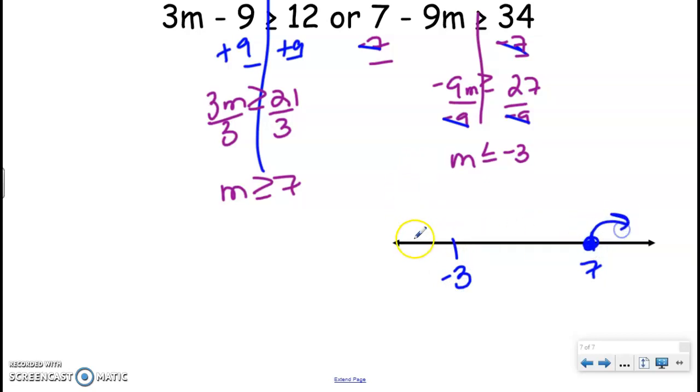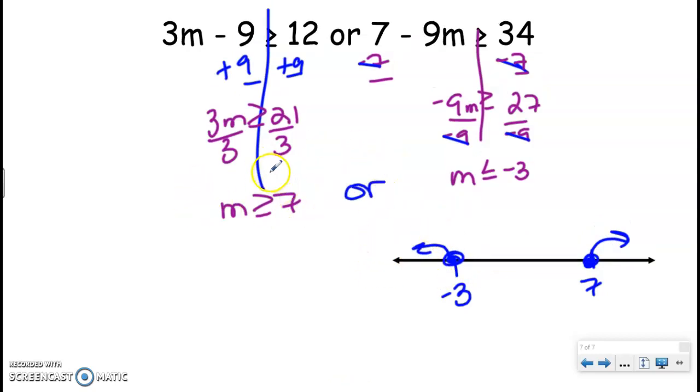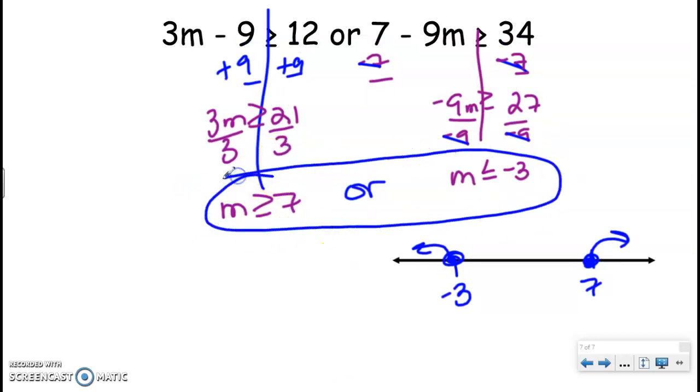M is greater than or equal to 7. We have a closed dot shading to the right. Less than or equal to negative 3. Closed dot shading to the left. Still looks pretty good. So we have the word OR in the middle. And this is our answer.